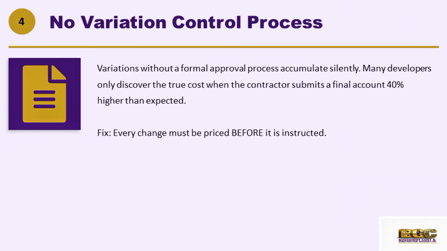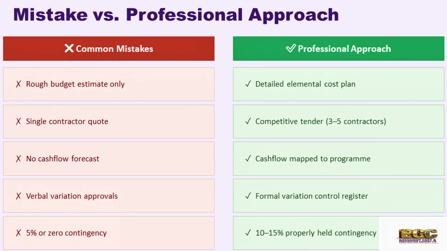Every change must be priced before it is instructed. No instruction, no variation. Then the last mistake is under-budgeting contingency. The industry standard is 10 to 15% contingency on any project, but most developers budget 5% or nothing at all. When unexpected costs arise, and they always do, there is no buffer. The project bleeds, corners get cut, or additional funds are sought at the worst possible time. So you protect your margin by budgeting the right contingency from day 1. It is not wasted money, it is financial discipline.